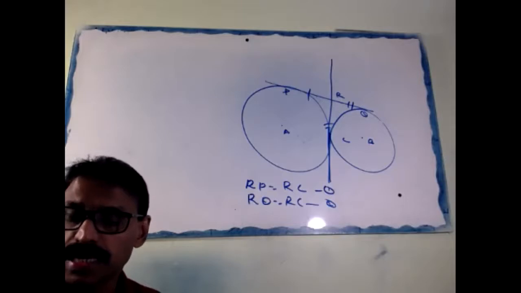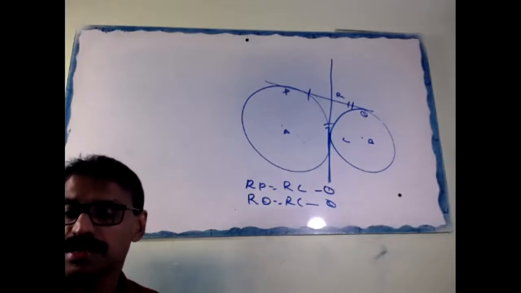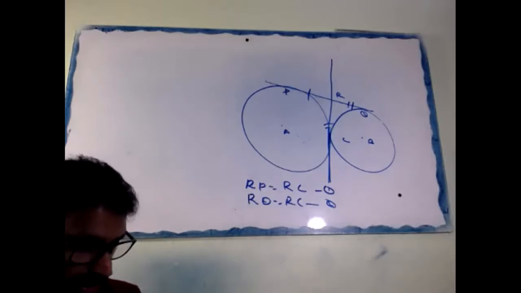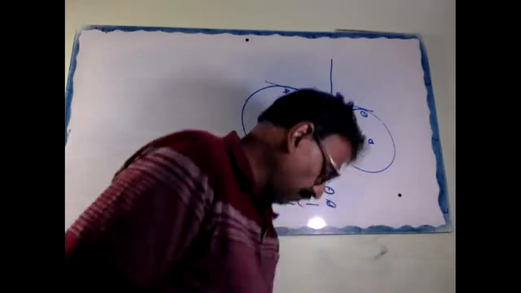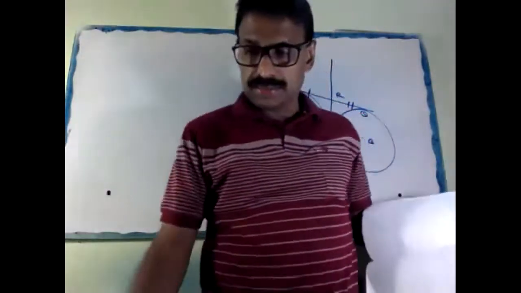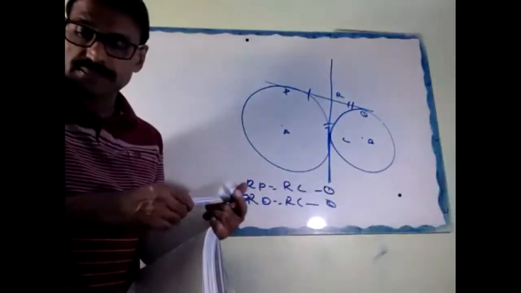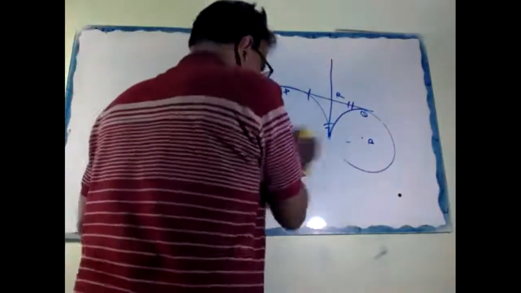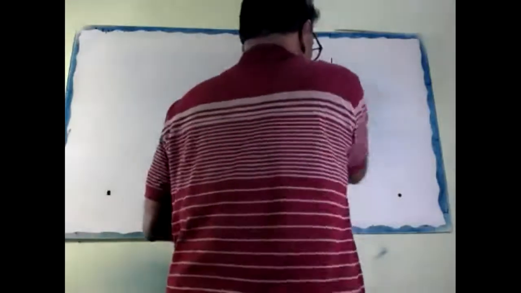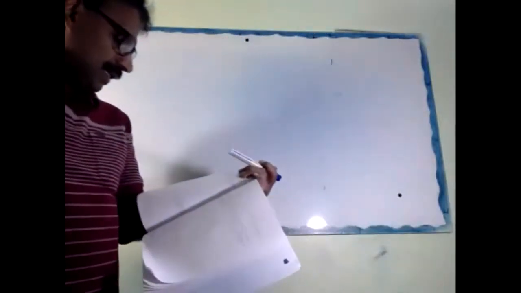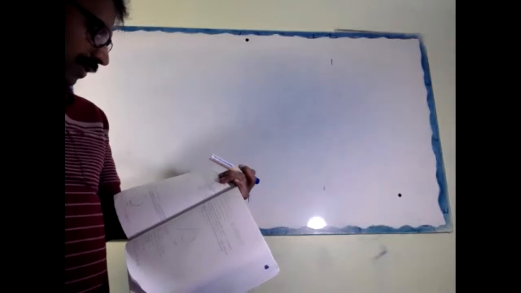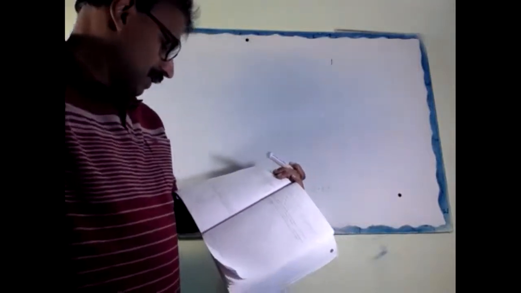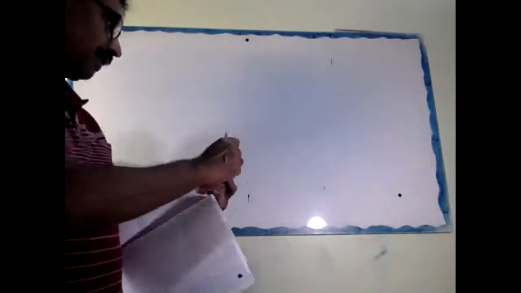Circumscribe means the circle just touches the hexagon, not circumference, okay? If a hexagon ABCDEF circumscribes a circle, prove that AB plus CD plus EF equal to BC plus DE plus FA.